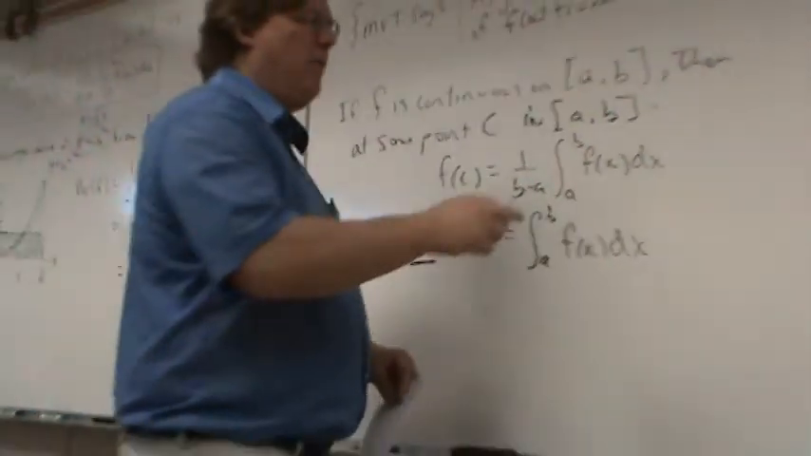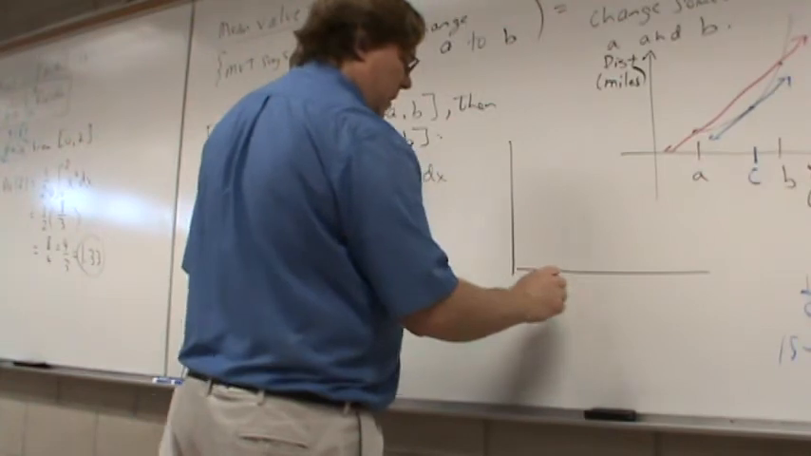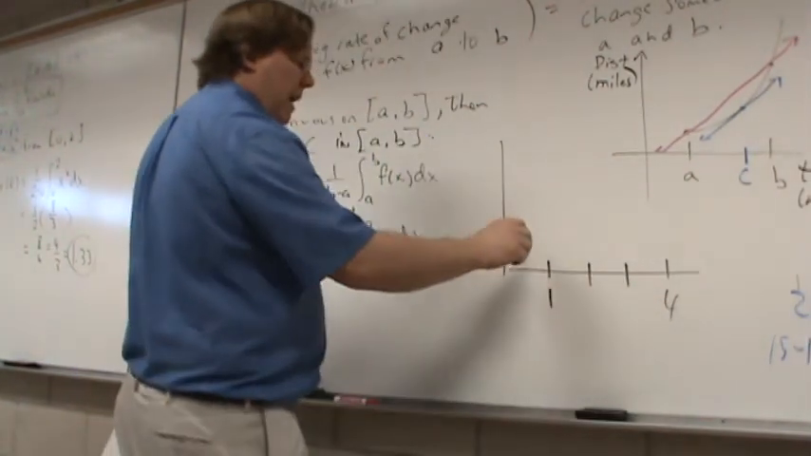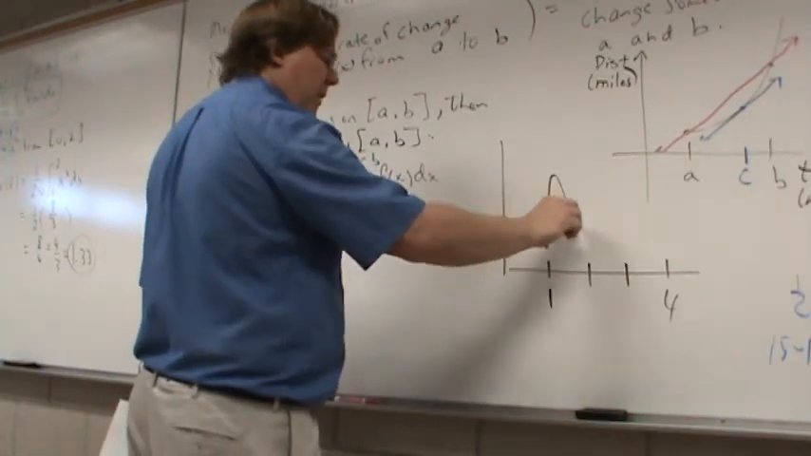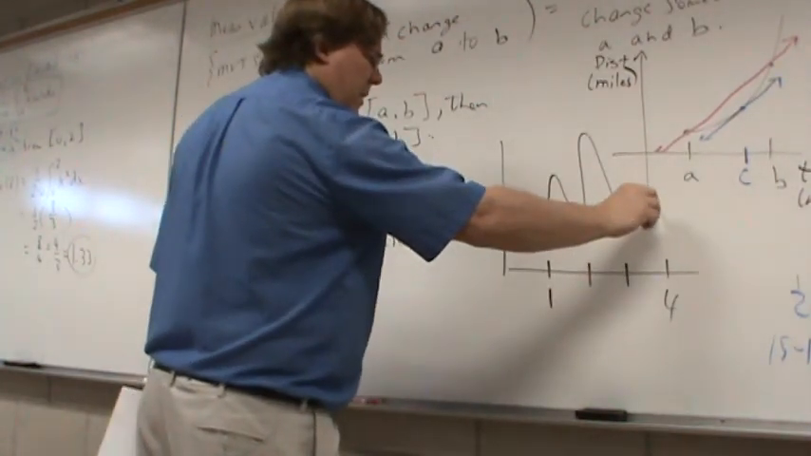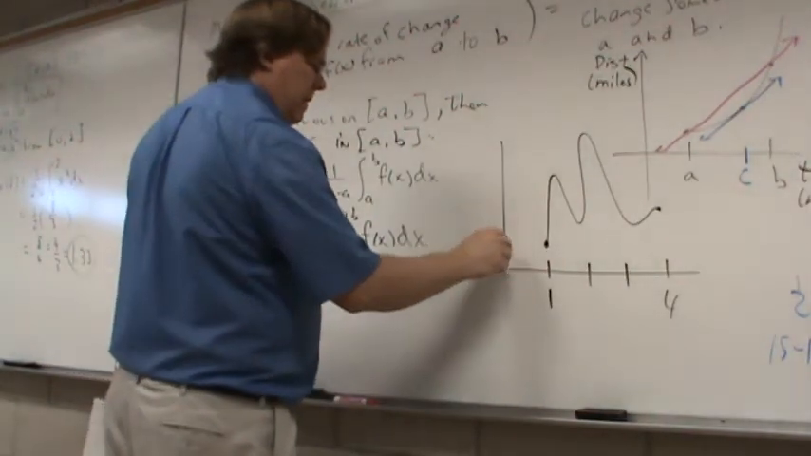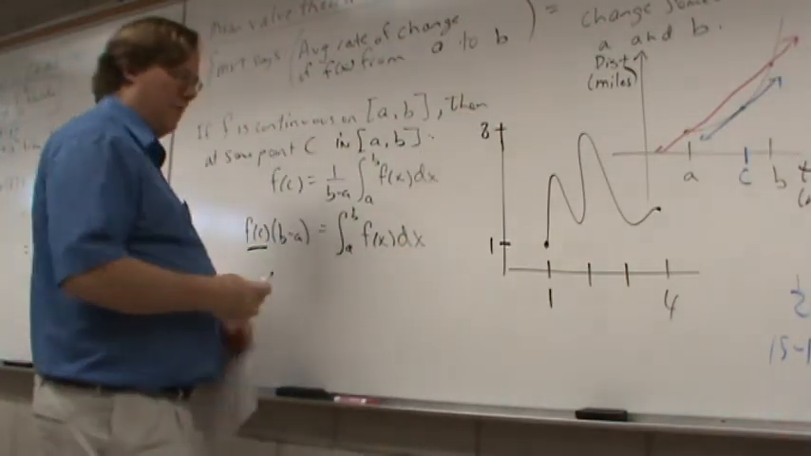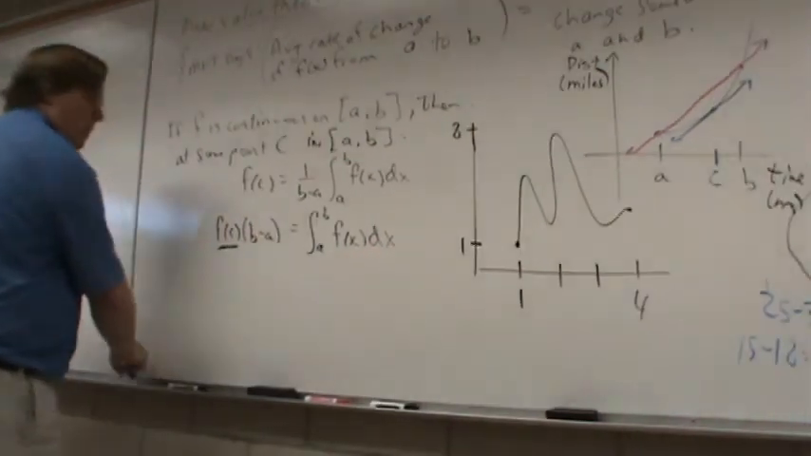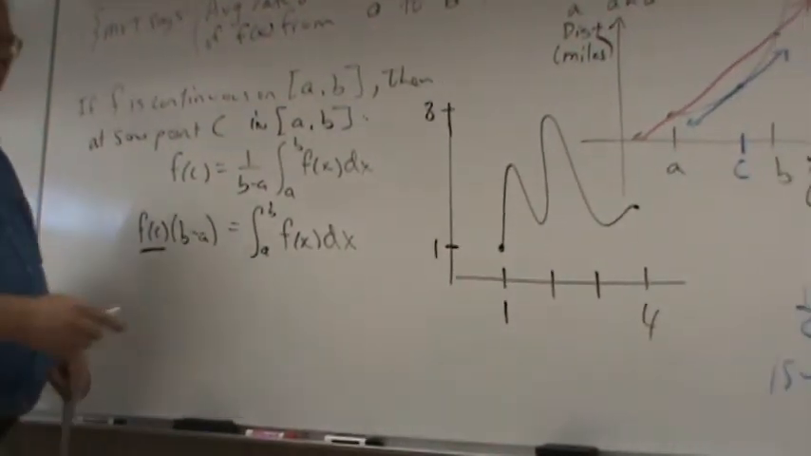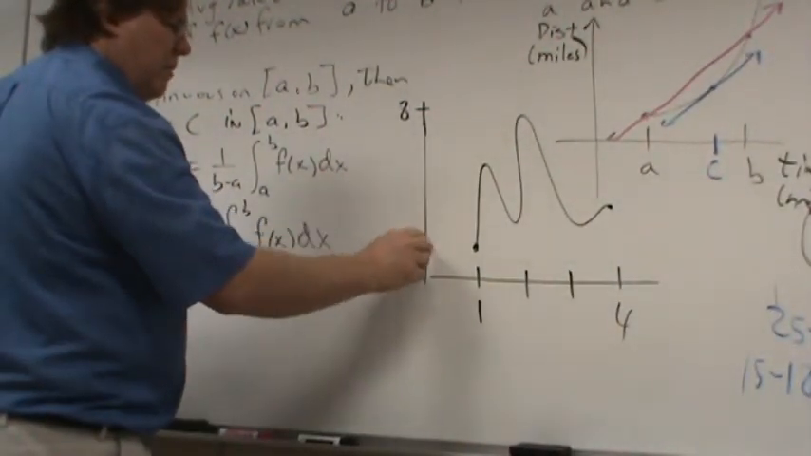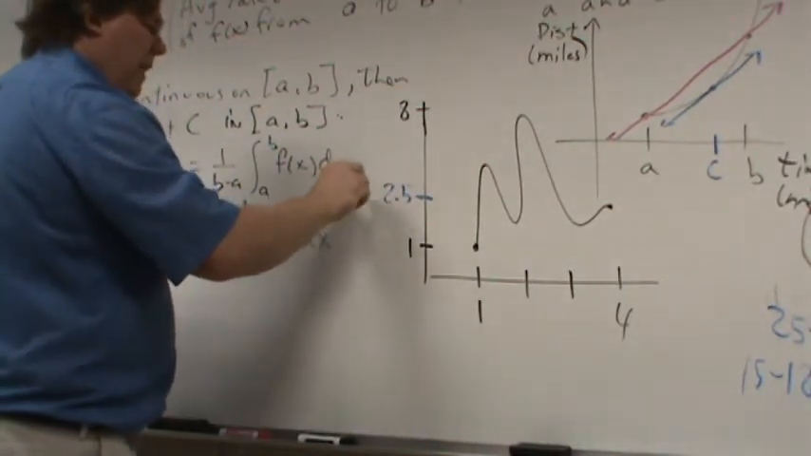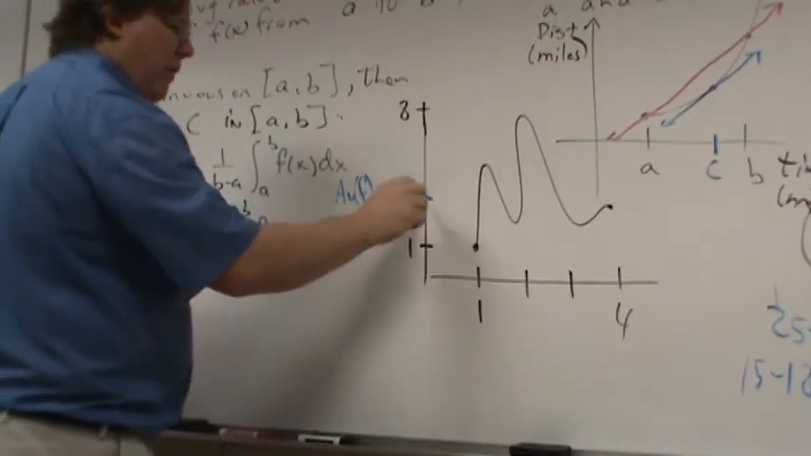So suppose I gave you this graph. Let's go from 1 to 4. And suppose my graph looked like this. Okay? From 1 to 4. And let's say this here is 1, and this guy here is 8, okay? But it turns out that the average value of this function ends up being 2.5. That's the average value of the function, 2.5.